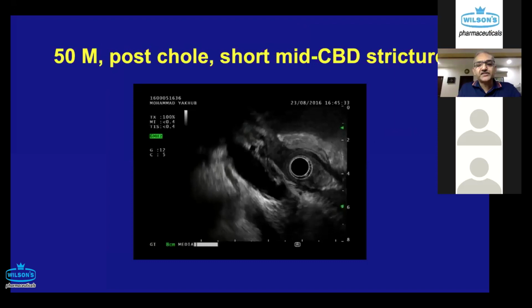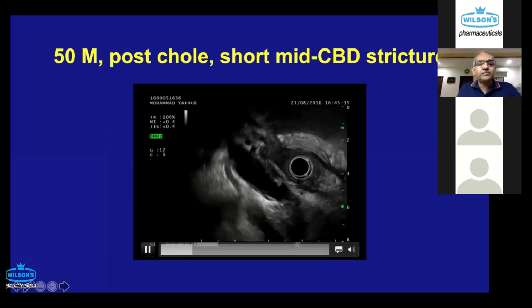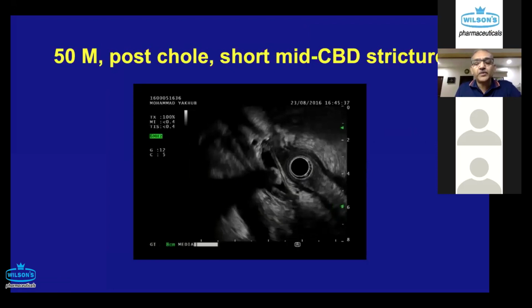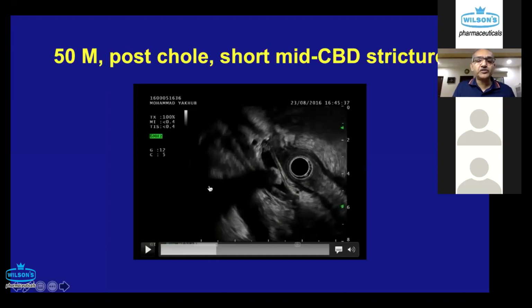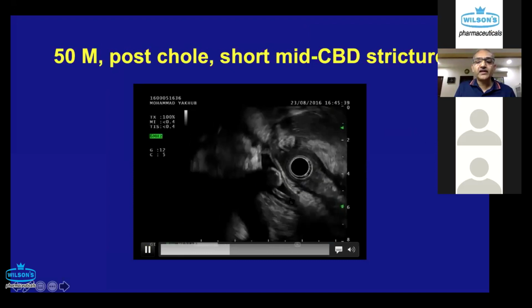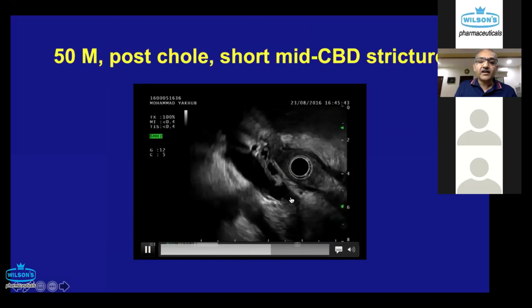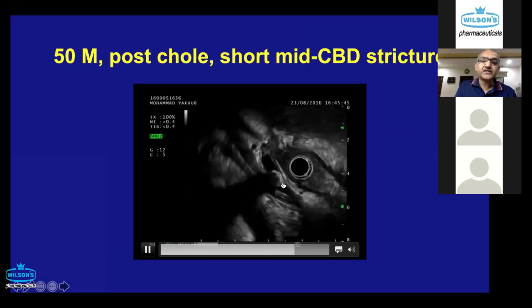A very interesting scenario. This is a patient who has a post-cholecystectomy bile duct stricture. And it's a short stricture. This patient underwent an ERCP first because he had jaundice and the index of suspicion was that a stone was there. And as you see, there's a stent there. And this EUS is done after the stenting. And you can see this is a cystic duct with a stone inside it.